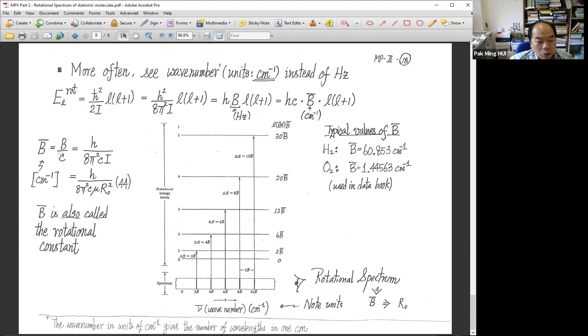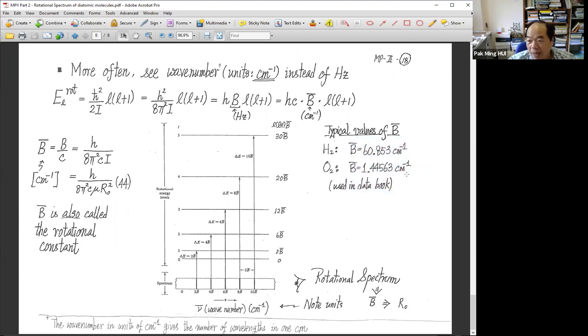But it is easy for us. We know that in order to change from hertz to wave number, it is just dividing the number by the speed of light c. Thereby, we only need a factor of c in the bottom. Therefore, this is B bar, okay? Again, the spectrum will give us 2B bar, 4B bar, in spacing of 2B bar, okay? And then if you look up the data table, you will see these numbers. I copied a few out.